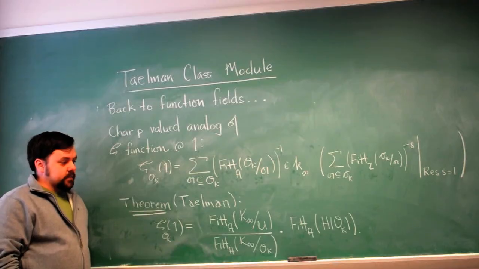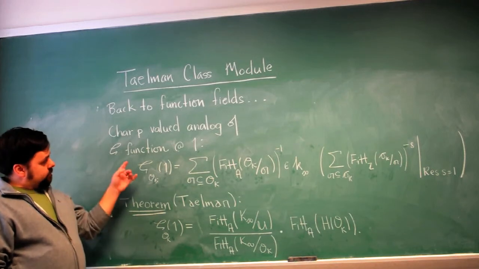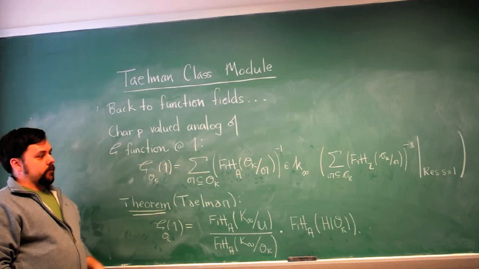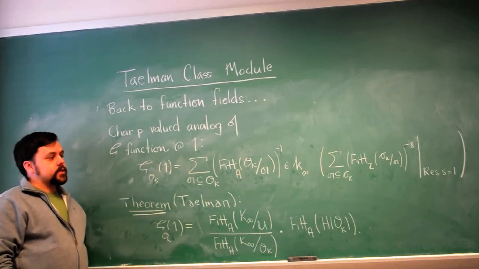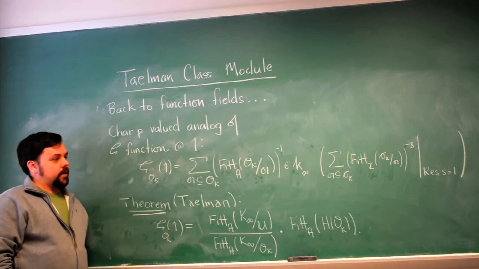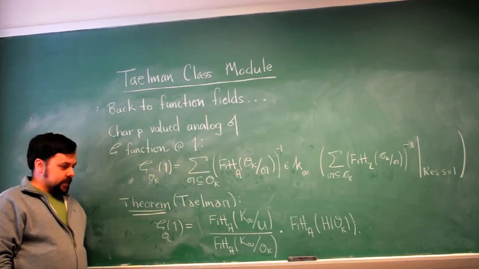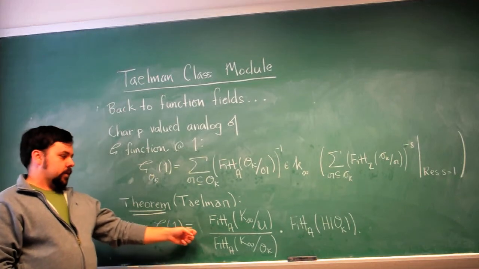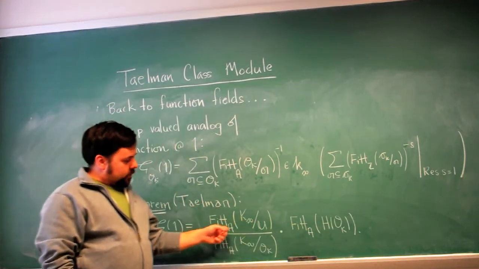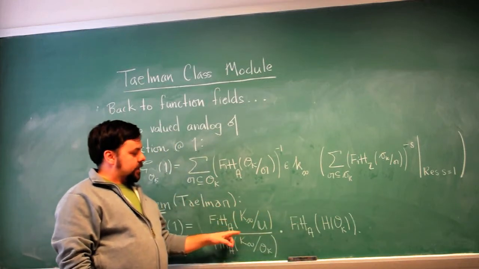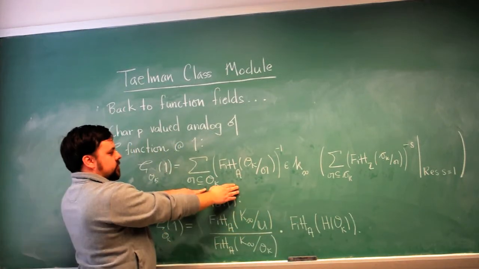So yeah, just to sum everything up, these characteristic p-valued analogs of zeta functions have been around for a while, and they were originally discovered or invented, depending upon your point of view, to help investigate the class module. So perhaps it shouldn't come as any surprise that the special value at 1 should be related to the right analogs of the class module and the unit module, right?